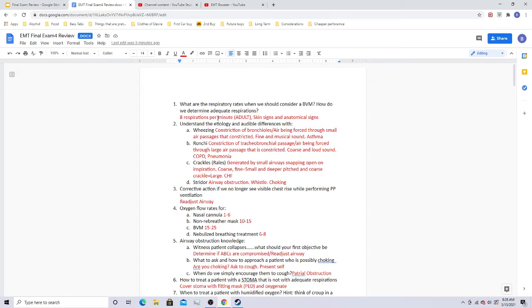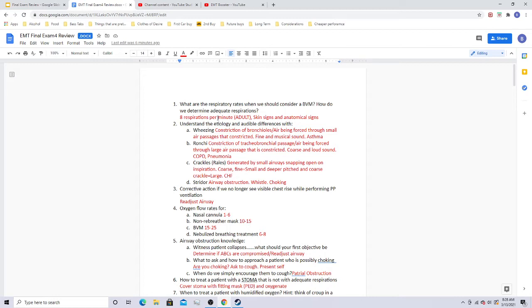So understanding the audible differences with your lung sounds. Wheezing is constriction of the bronchioles or small structures, air being forced through small air passages that are constricted. It's a fine and musical sound. You can generally see these with asthma. Rhonchi is constriction of the tracheobronchial passage, or air being forced through large passages that have been constricted. Coarse and loud sounds, such as COPD and pneumonia.